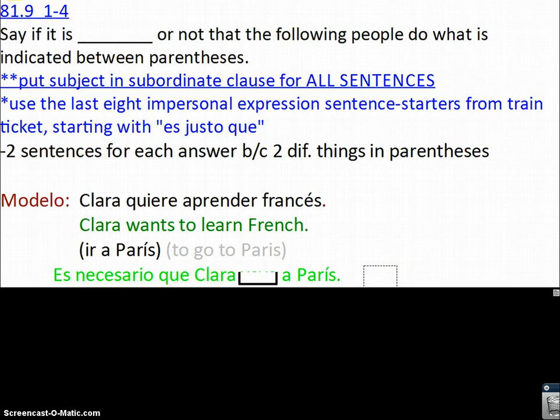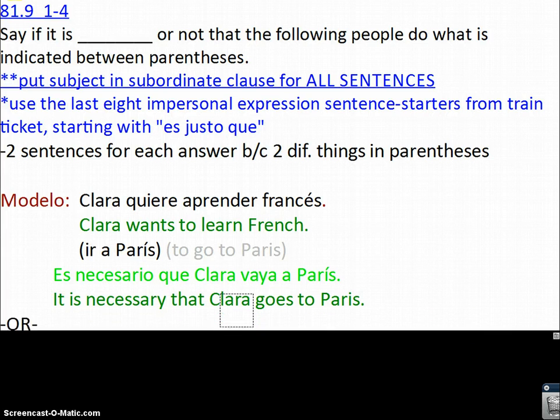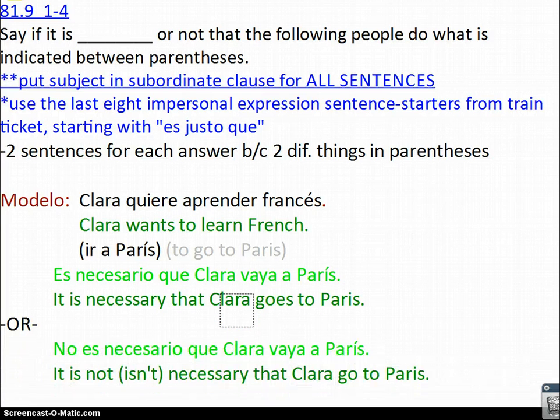Or is it not necessary that Clara go to Paris? Well, I'm going to say it's necessary. So es necesario que Clara. And then I'm going to take the yo form of ir, which is voy, and drop the o. I can't, it must be a dish. So I just know that it is vaya a París. Skip a line, write the English translation. It's necessary that Clara goes to Paris. Of course, if I don't feel like it's necessary, I can include my own opinion and say no es necesario.